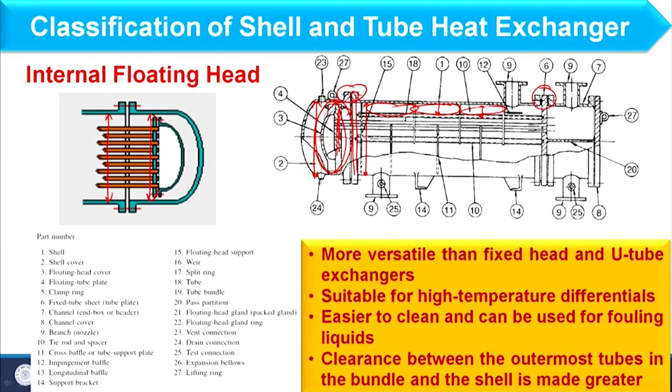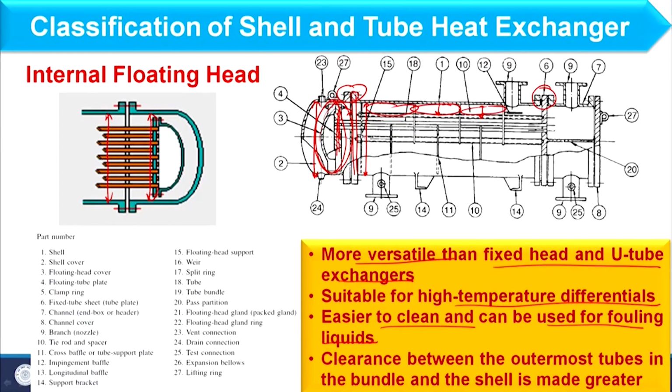Now, it has some flexibility, it is more versatile than the fixed tube sheet and U tube exchanger, that you can understand. It is suitable for high temperature differentials because we have thermal expansion and contraction feasibility, ease of cleaning, and can be used for fouling liquids also, because here straight pipes are there, you can remove the complete bundle out, and because of that straight pipe, cleaning is very easy in this type of heat exchanger. So, we can consider more fouling tendency fluids in comparison to U tube, and therefore, it addresses the limitation of fixed tube sheet as well as U tube, okay.